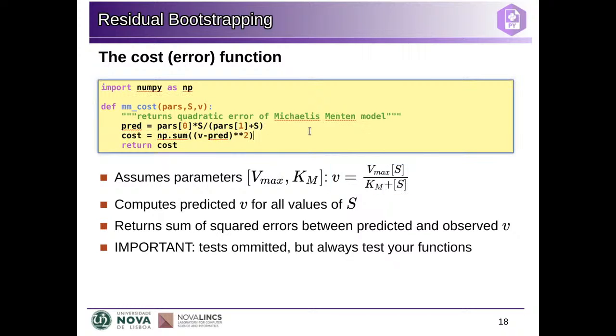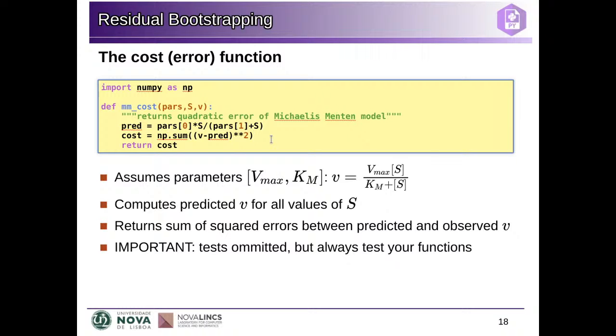Now the error here, or the cost that we're trying to minimize, will be the sum of the square of the differences between the velocity, the actual velocities that we measured, and the predicted velocities. The reason for using the sum or the mean quadratic error, it's the same thing in practice, is because this is the maximum likelihood solution if we assume that this error is normally distributed.